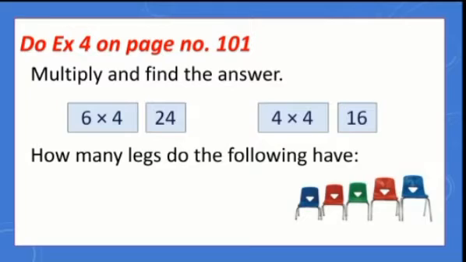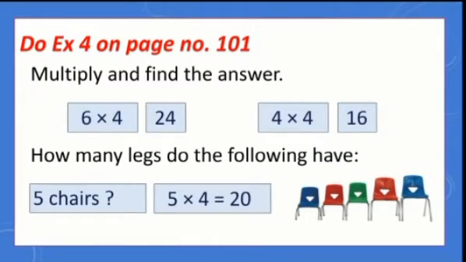Here you can see another word problem, that is, how many legs do the following chairs have? As you can see, there are how many chairs? 5 chairs, and each chair has 4 legs. So when we multiply 5 times 4, the answer will be 20. It means 5 chairs have 20 legs altogether.